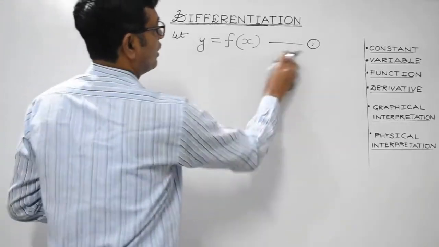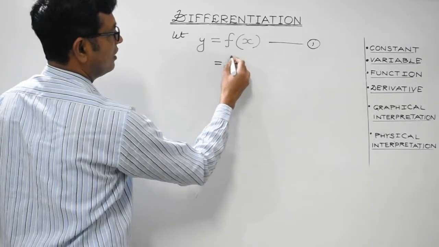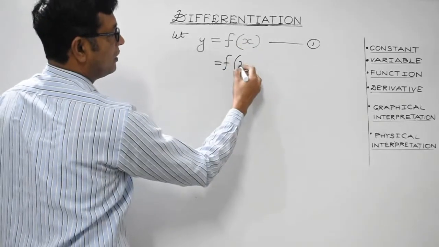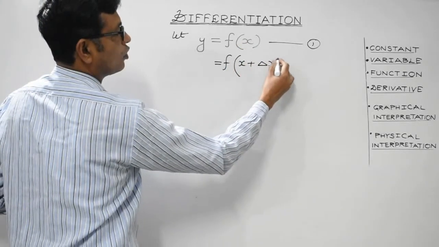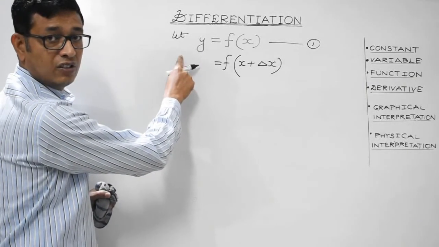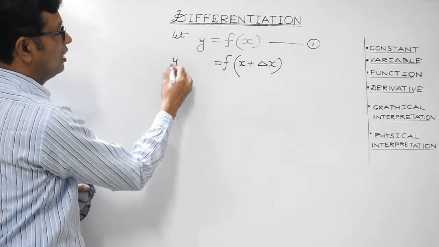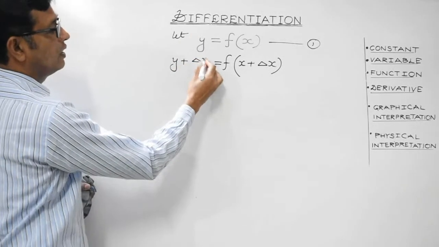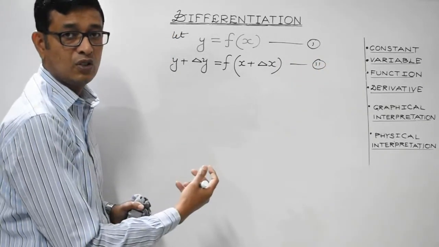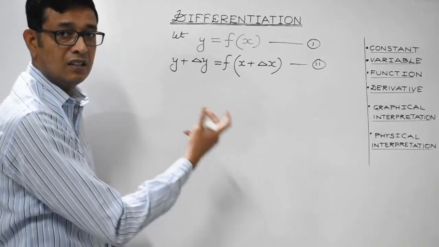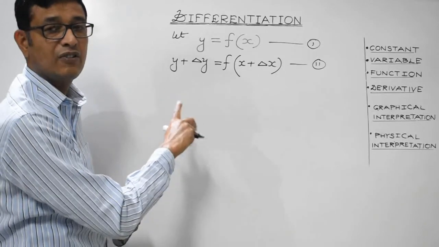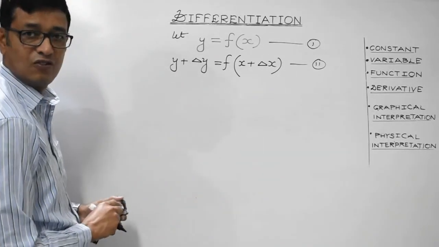So students, when a small increment is given to the value of x, this is a small increment I am talking about, correspondingly the value of y will also change. So now the value of y will be written as y plus del y. Put this as equation 2. With the increment in the value of x, there will be a corresponding increment in the value of y as well, because y is a function of x, right?